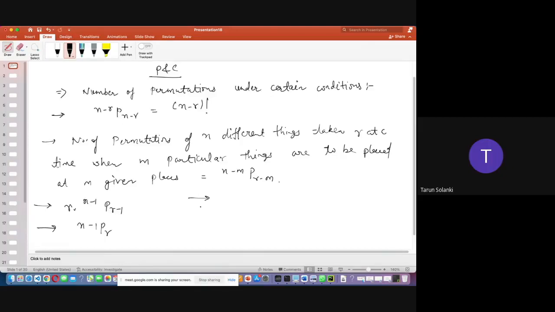Okay. Next, number of permutations of n different things taken all at a time when m specified things always come together is m factorial into (n minus m plus 1) factorial. Next, number of permutations of n different things taken all at a time when m specified things never come together is n factorial minus m factorial into (n minus m plus 1) factorial. Okay, so you can make a note of this and we'll look at examples.